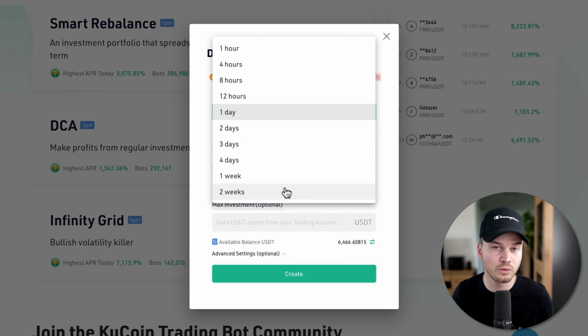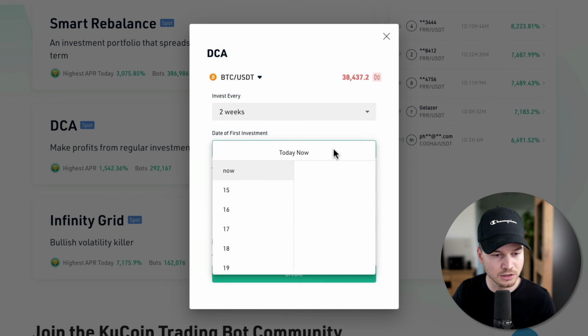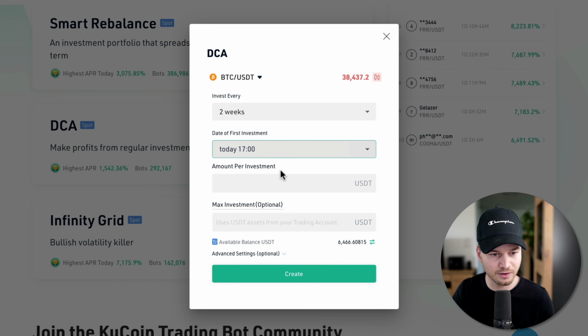Apparently you can do 2 weeks max. Again, I would just do 2 weeks. Or 1 week, because every time you do a trade, there will be fees involved. Then date of first trade, first investment. So let's say this will be 15 minutes from now, or at, let's say 5 p.m. And then the amount per investment, let's say $100.